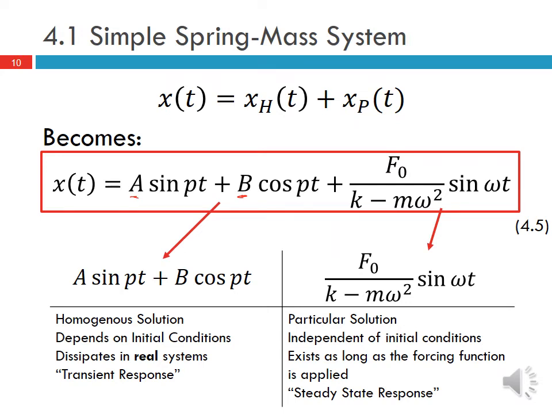The particular solution is this part here. It's independent of the initial conditions. So you see everything is defined. We don't have any a and b. We don't have anywhere for those initial conditions to come into it. And it exists as long as the forcing function is applied. So this is known as the steady state response. So in a real system, this part would dissipate, and then after some amount of time, we would be left with just this response. So this is the steady state solution. And in a forced system, we're quite often most concerned about the steady state solution.